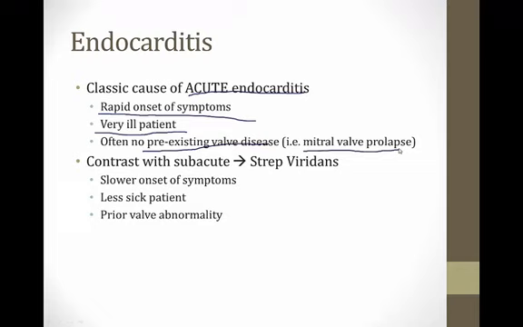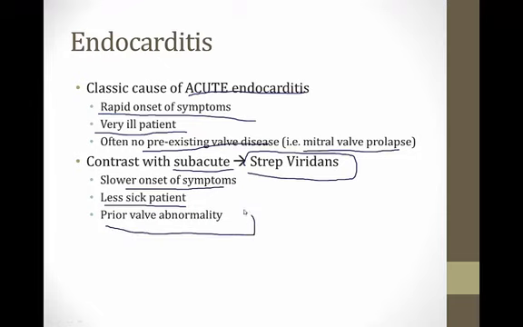Contrast the acute form of endocarditis caused by staph with the subacute form, which is caused by strep viridans. So strep viridans is a mouth flora. Endocarditis from strep viridans has a slower onset of symptoms than acute endocarditis. The patients are usually less ill, and strep viridans, because it's less virulent, often requires a prior valve abnormality in order to be able to attach to the heart.